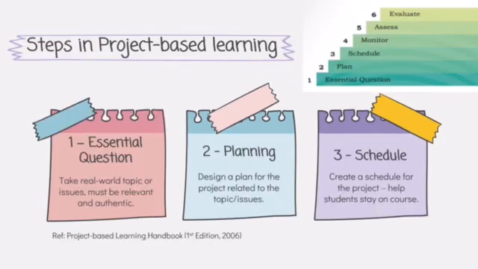In the Project-Based Learning Handbook, there are 6 steps teachers can follow to implement project-based learning. The first step is to start with the essential question. Basically, teachers could start by posing a real-world topic or problem and begin the in-depth investigation with students. However, the question should be relevant and authentic.